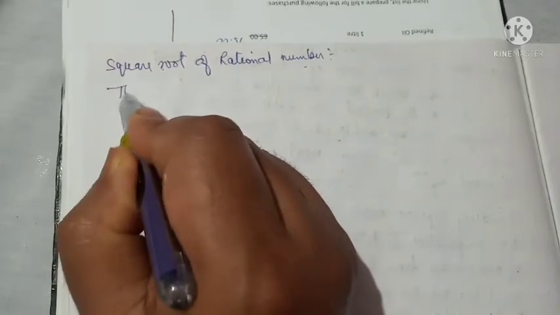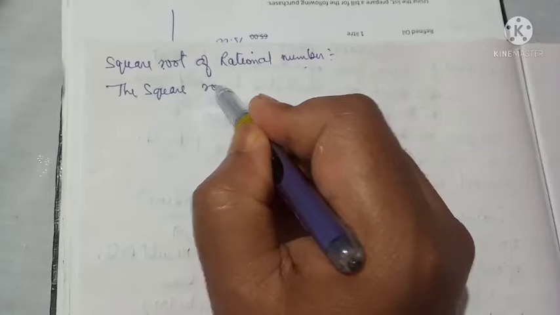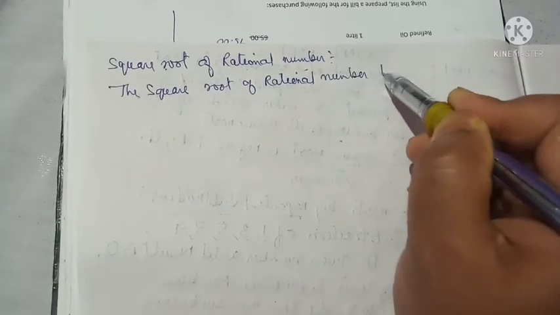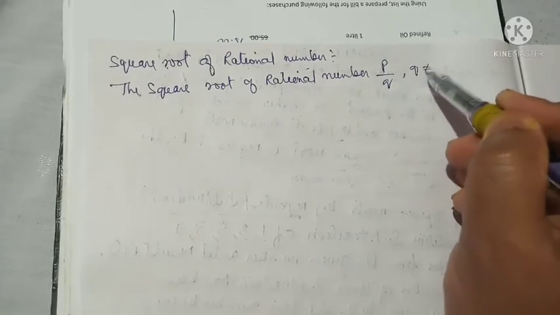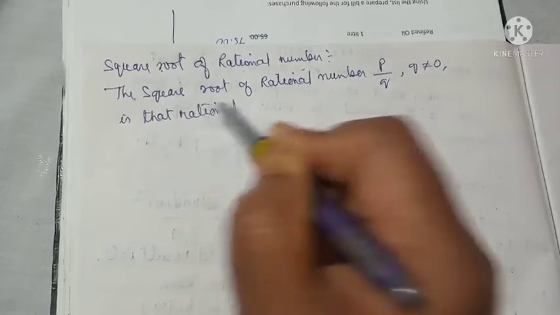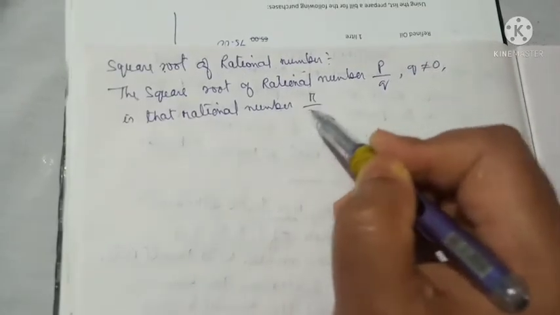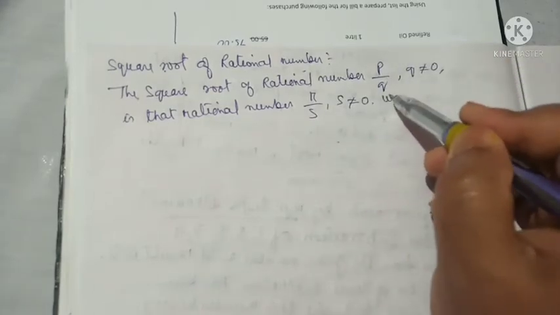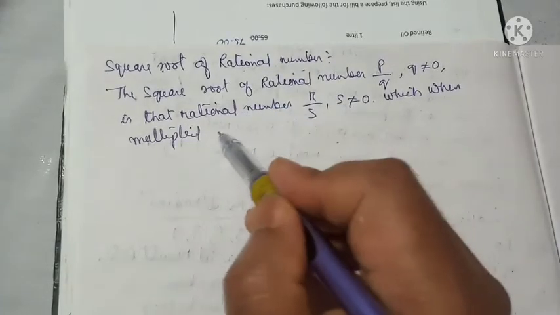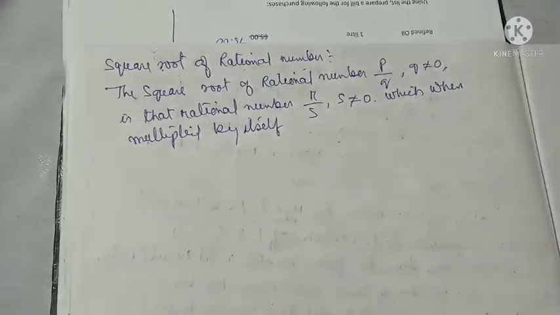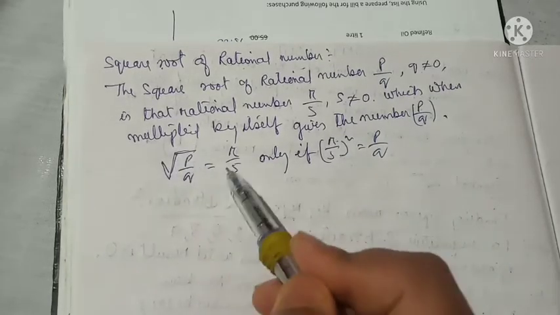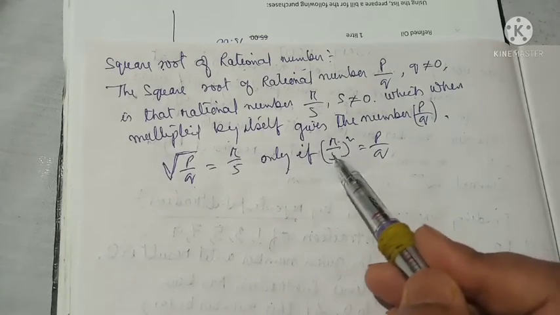What does it say? Let's see. The square root of a rational number p by q, where q is not equal to 0, is that rational number r by s, where s is not equal to 0, which when multiplied by itself gives the number p by q again. That is, the square root of p by q is equal to r by s only if (r by s) squared is equal to p by q.